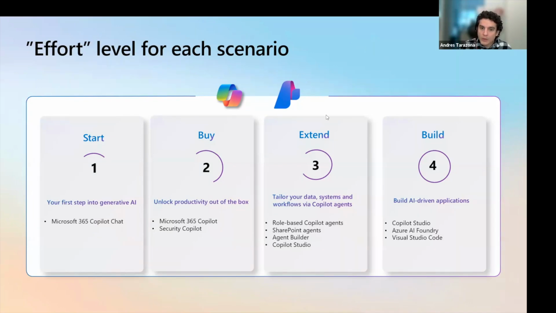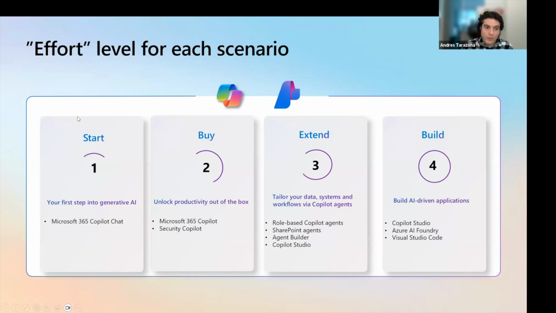You can also extend, so you can create role-based agents. You can create SharePoint agents that are available there. You can use Agent Builder that is available for Copilot Chat, or you can use Copilot Studio to extend those capabilities, or you can build. In that case, you're going to use Copilot Studio, but with different features. You can use, as I mentioned, Azure AI Foundry or Visual Studio Code to build those Copilot agents. From left to right, the complexity increases.